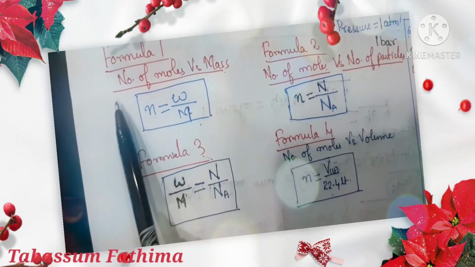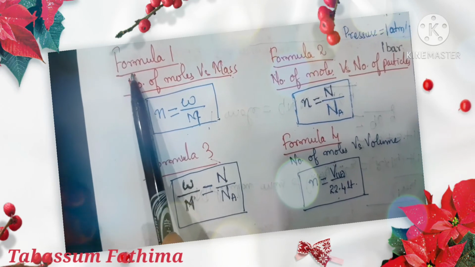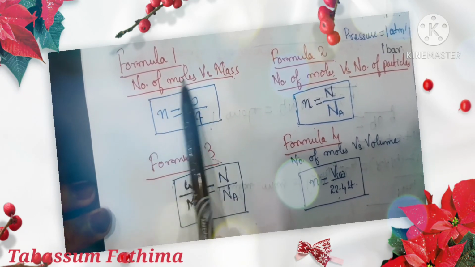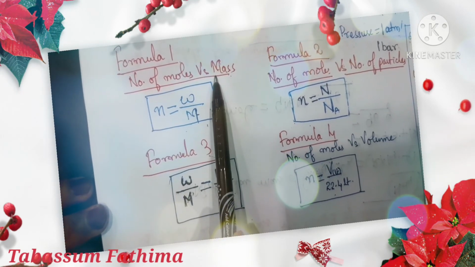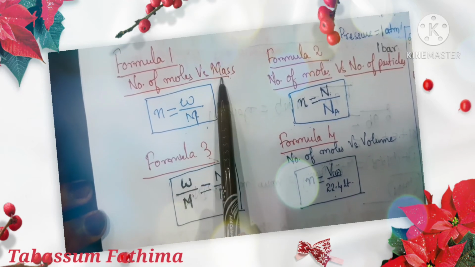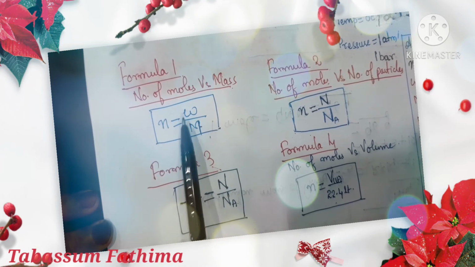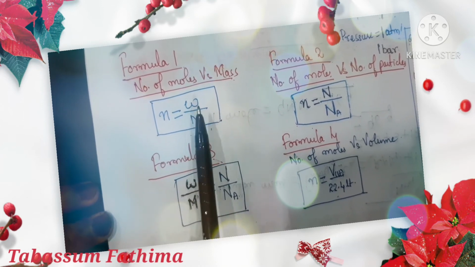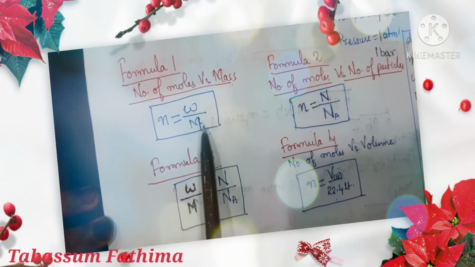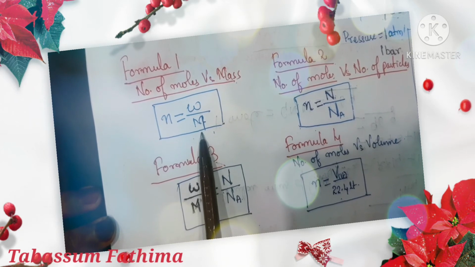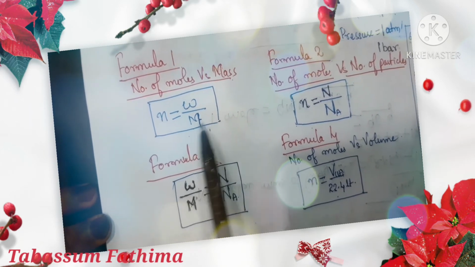Now let me give you the formulae. Formula number 1, in which number of moles and mass are both given in the question: we use the formula n is equal to W by M. W is the weight or mass of the substance, and M is the molecular mass, which we calculate using atomic masses.